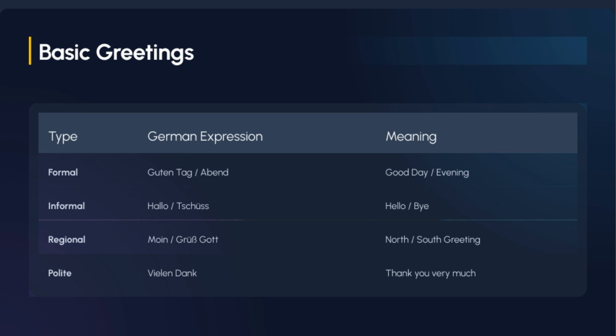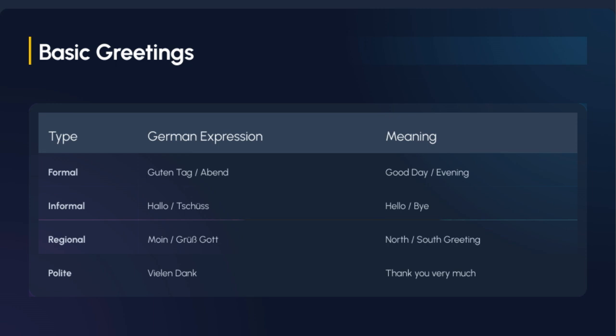Moving on to more general greetings, you might hear hello or bye, which are quite informal and used frequently in everyday conversations. Then, there are greetings like Guten Tag or Guten Abend, which are suitable for daytime and evening, respectively, and are slightly more formal. The key point here is that German greetings vary depending on the context, whether regional, informal, or formal, highlighting the richness and diversity of the language.